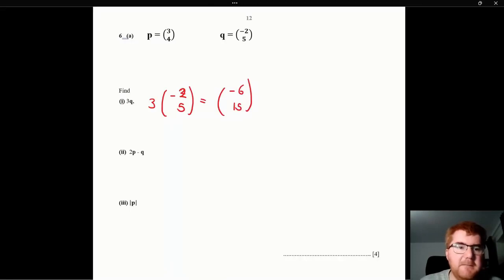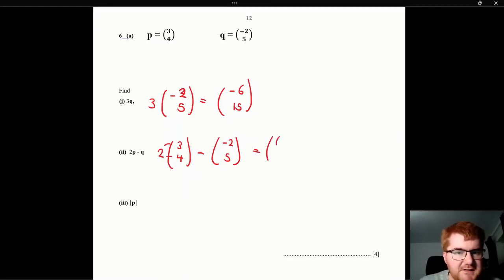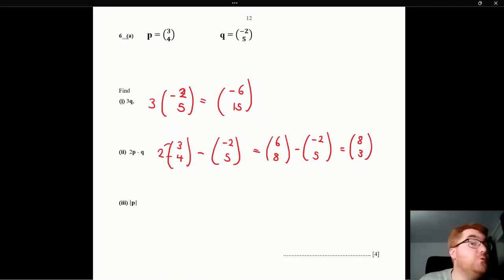And then we've got something like a mixture, so we've got 2 lots of 3, 4, minus q, so minus 2, 5. So we just times each of these numbers by 2. That gives us 6, 8, minus 2, 5. Now be careful here. 6 minus minus 2 is equal to positive 8. 8 minus 5 is 3. So always be very careful with your negative numbers here.